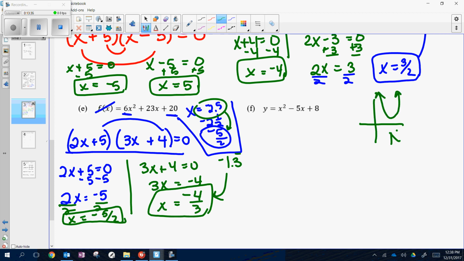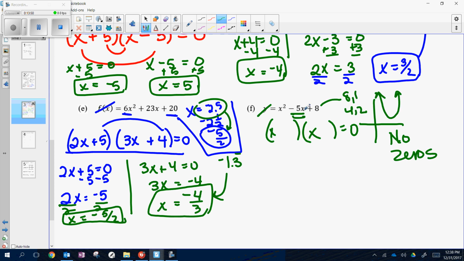There are no zeros, which means I could try all day to factor this thing and set it equal to 0, x and x. I'm looking for numbers that make an 8. So what? 8 and 1, 4 and 2. Those are never going to give me a 5. This is not factorable. If it's not factorable, I can't set them equal to 0. I can't find zeros. There are no zeros. That happens. That's why using a graphing calculator really helps.